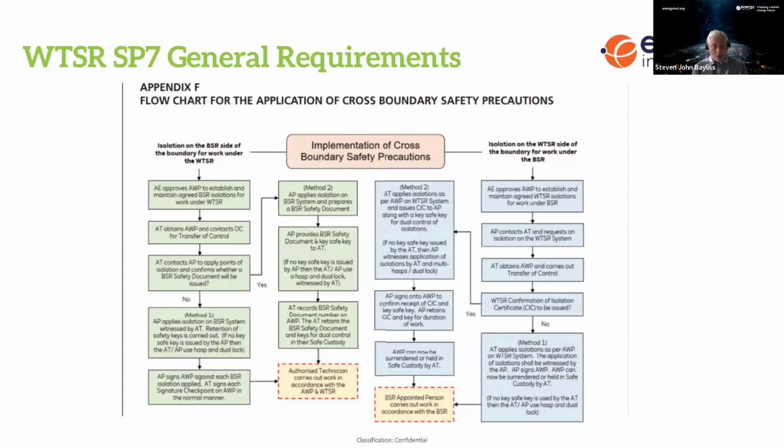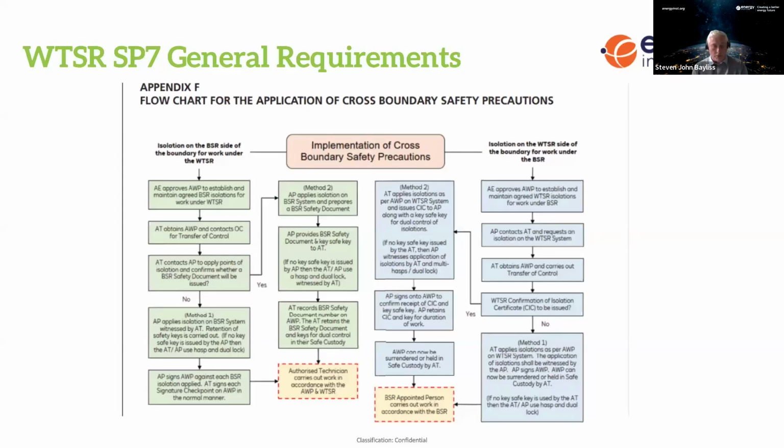I'll start on the flow here. If we look at the flow chart of this document, you see a green side and a blue side. So we take the green side first, which is the left-hand side. We are actually looking at section 6 of the P7 document. Section 6 looks at isolations on the boundary side of the work for work under WTSR. So we need an isolation on the boundary side, the HV side of things, for work on WTSR.